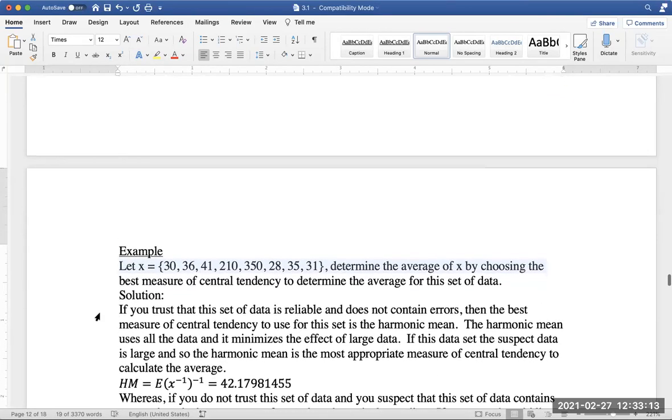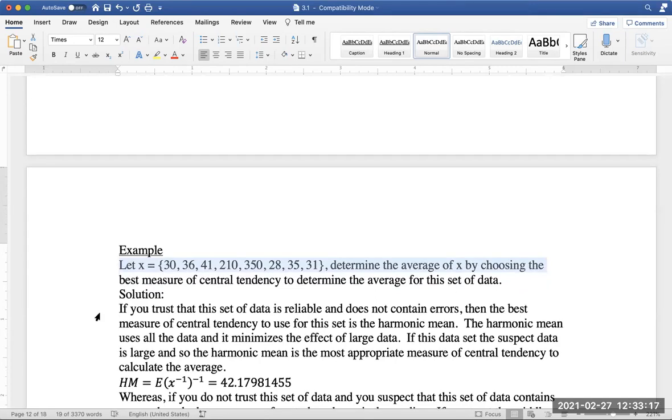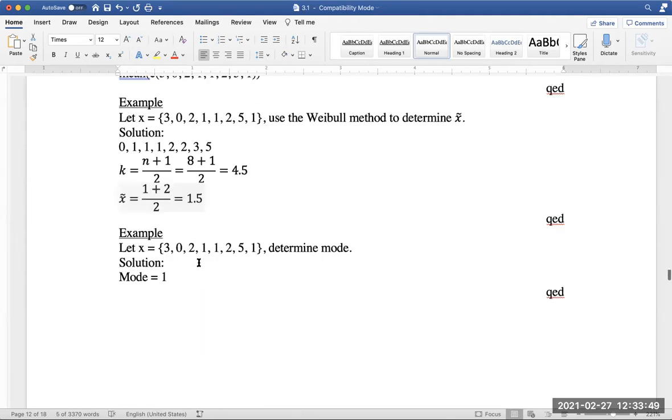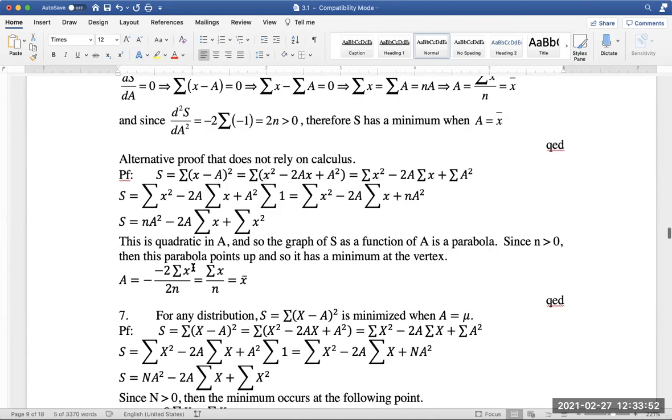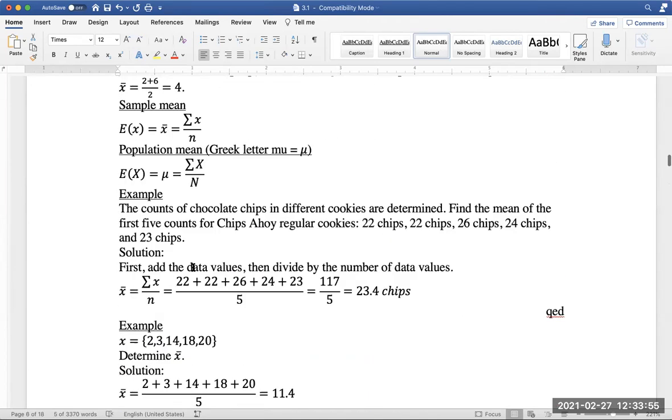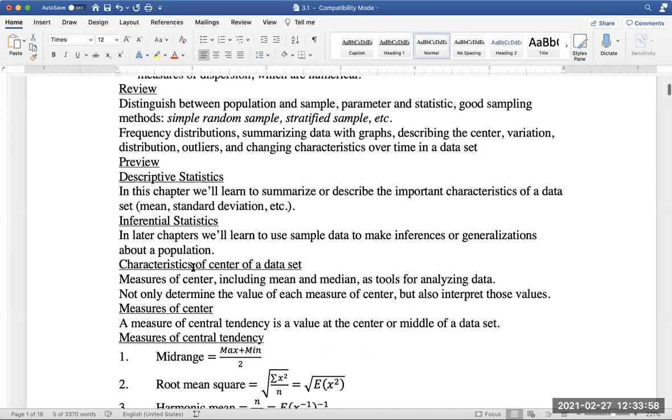Let X equal 30, 36, 41, 210, 350, 28, 35, 31. Determine the average of X by choosing the best measure of central tendency for this set of data. I gave you some eight measures of central tendency. What is the best measure of central tendency for this? Oh, there they are. There are these eight.